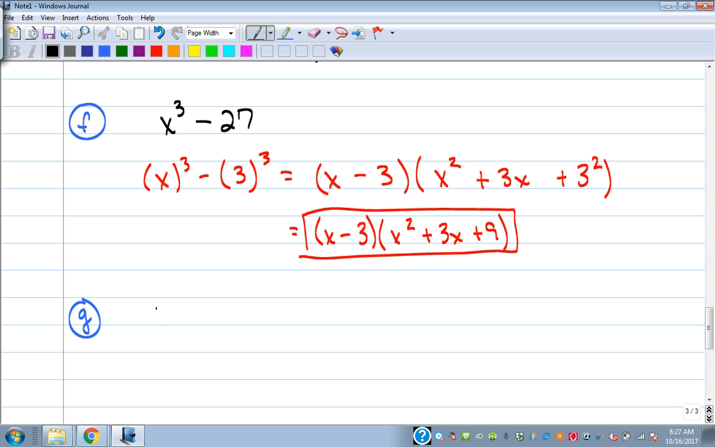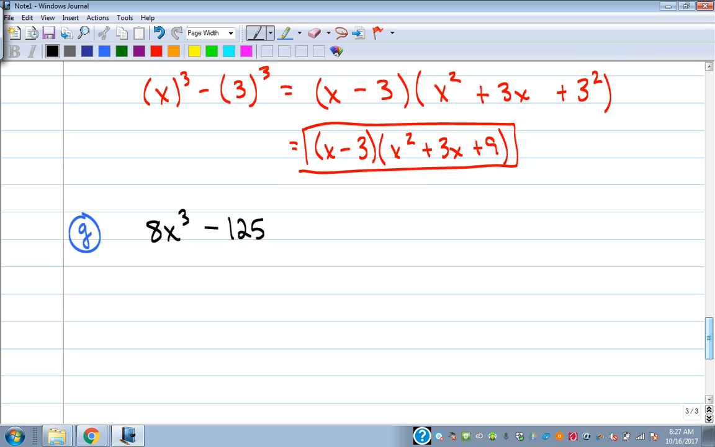Let's do 8x cubed minus 125. So again, you got two terms, and one of them has a cubed on it.